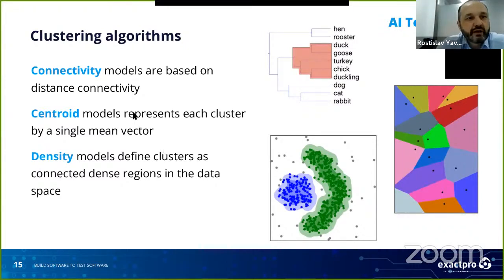The first type is called connectivity, and it's based on distance connectivity. So you just try to figure out that, for example, some elements of your data set are quite close to each other. Definitely, if they are close, with small distance, you group them into one cluster, and then you iteratively go one by one, trying to find the nearest neighbor, and then you combine small groups into bigger groups, and finally you get a hierarchy of different clusters. This is the connectivity approach.